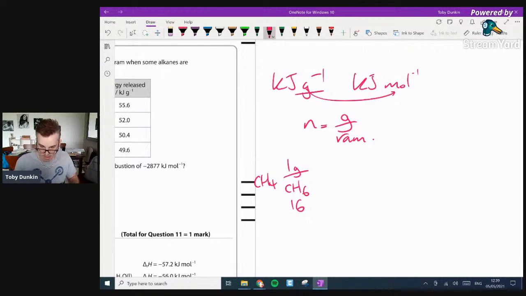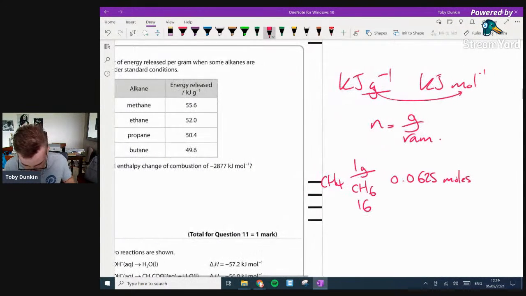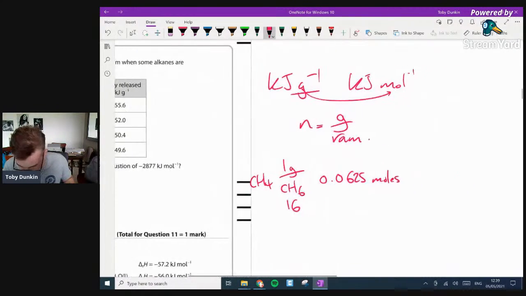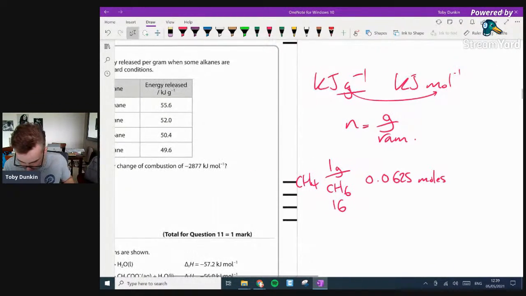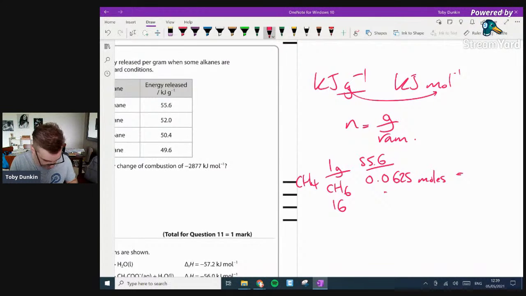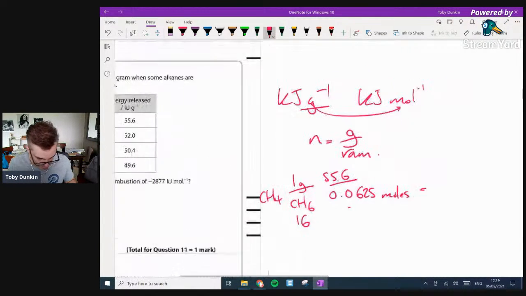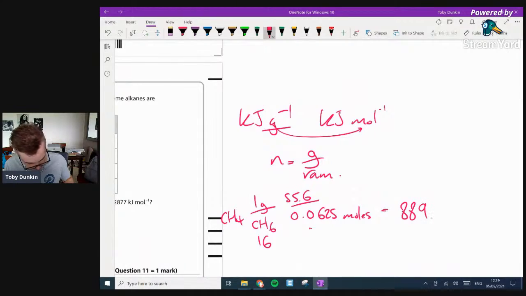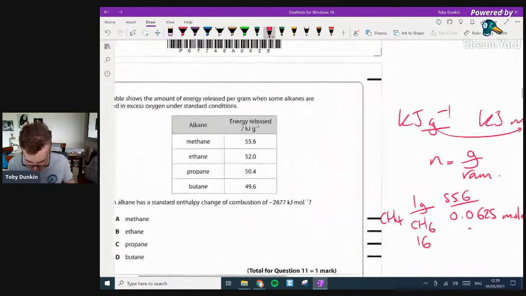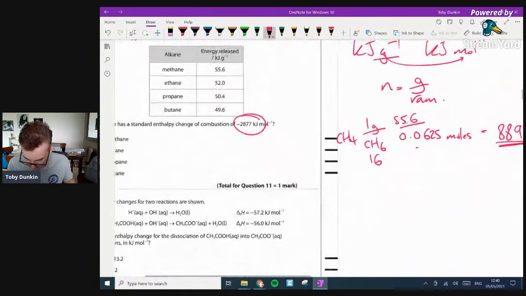Calculator. I'm turning it into moles: 1 gram over 16 gives me 0.0625 moles. The kilojoules is already there, so kilojoules per mole. The kilojoules is 55.6, so 55.6 divided by 0.0625 gives 889.6. Definitely not right. It's nowhere near big enough. Let's go to the next one.